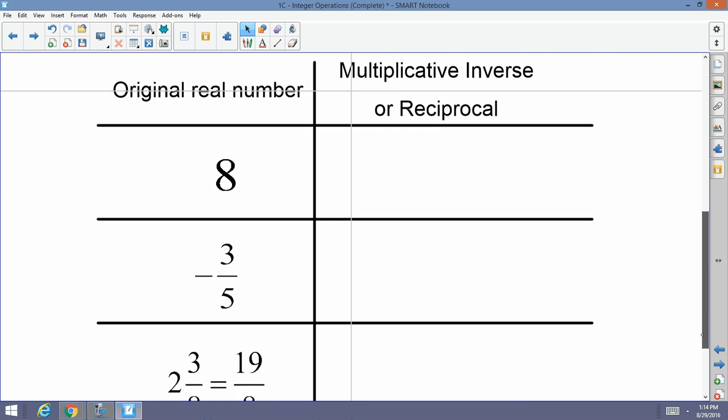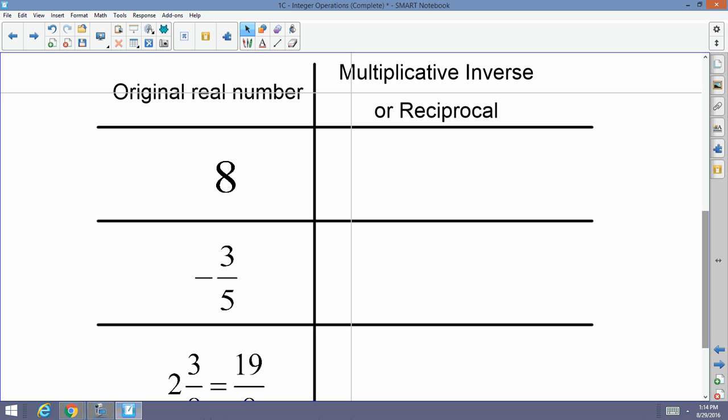So let's look to see how we find reciprocals, or multiplicative inverses, of real numbers. Well, if I have the value of 8, my multiplicative inverse will literally be 1/8. I do not have to change the sign. You change the sign to find the additive inverse. You just flip the original number or find its reciprocal to find the multiplicative inverse. So the multiplicative inverse of negative 3/5 would be negative 5/3.